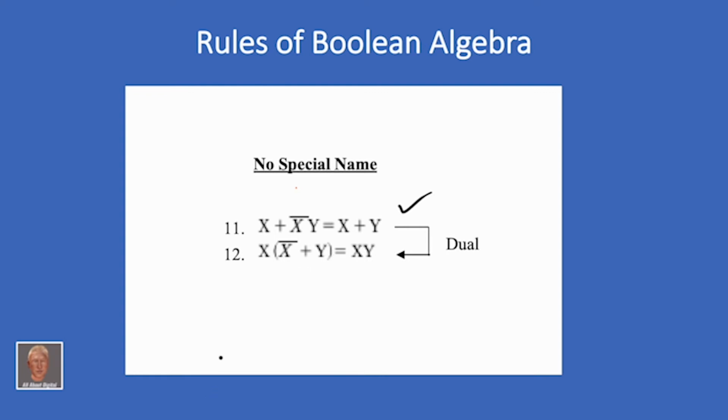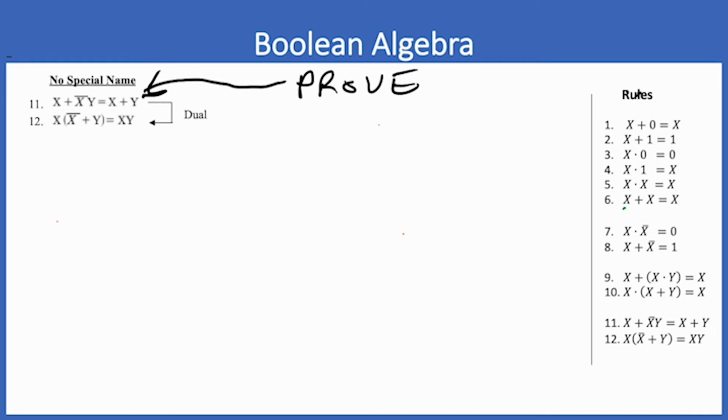Okay? Okay, and what we're going to do this time is I'm going to take the right side of the expression and prove that it equals the left side of the expression. So I'm going to take x plus y, and I'm going to prove that it's equal to x plus x bar y by manipulating the Boolean expression using the Boolean rules.